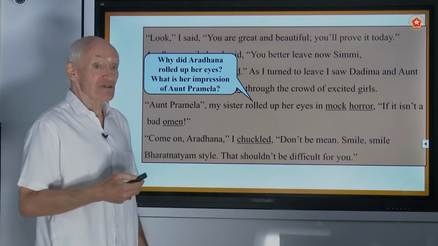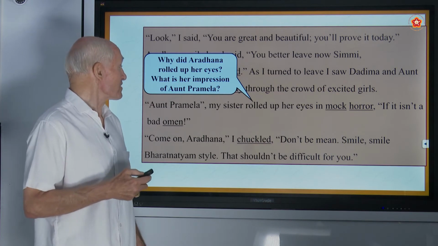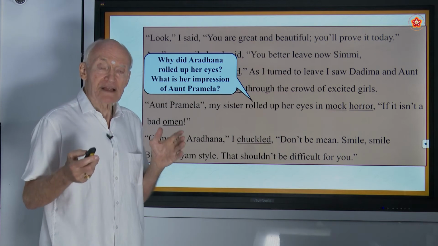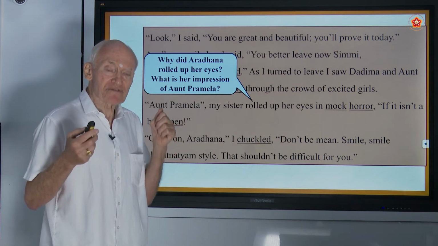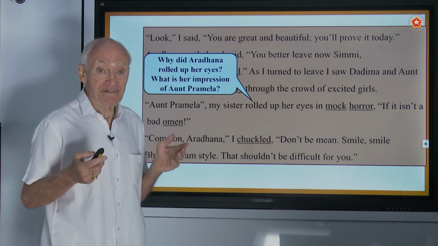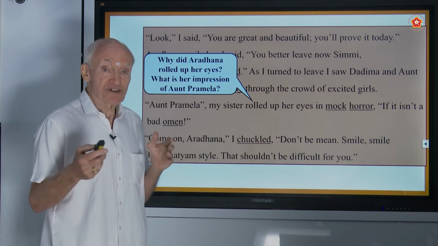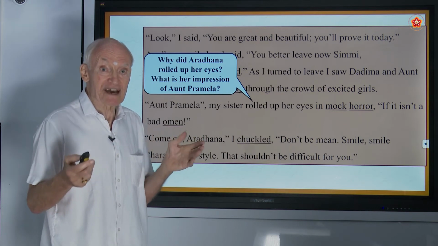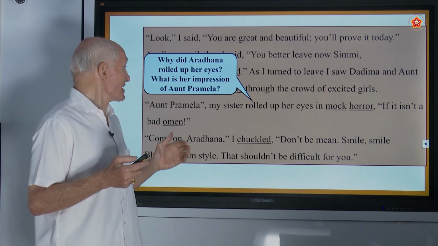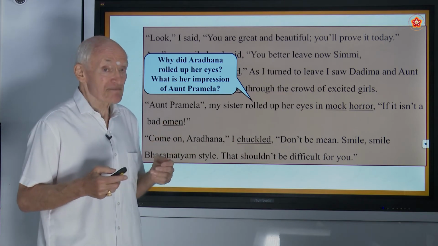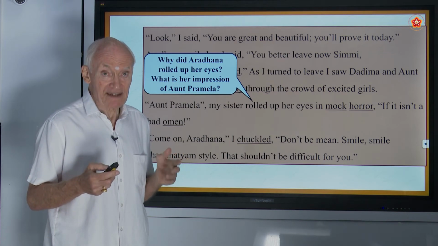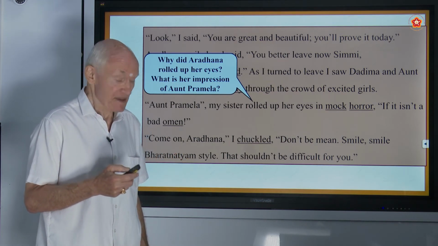Why did Ardhana roll her eyes up? What is her impression of Aunt Pramila? We discussed this a little bit, but she rolled her eyes up because Aunt Pramila is a little bit forward in her talks, and they haven't gotten along together very well before. So she wants everybody at her dance to be happy and not say things that weren't good. So what is her impression of Aunt Pramila? It's not a warm feeling between aunt and the cousin.